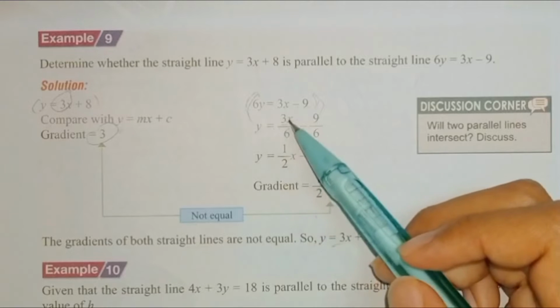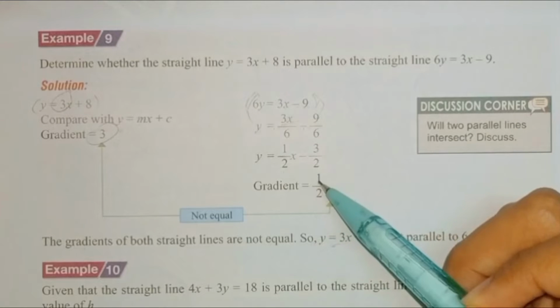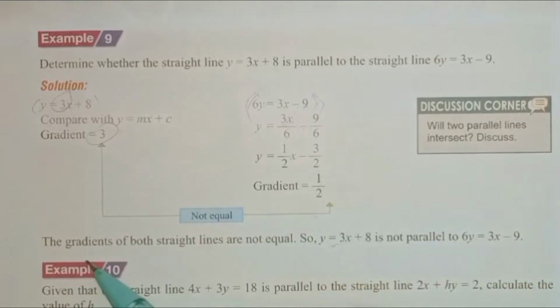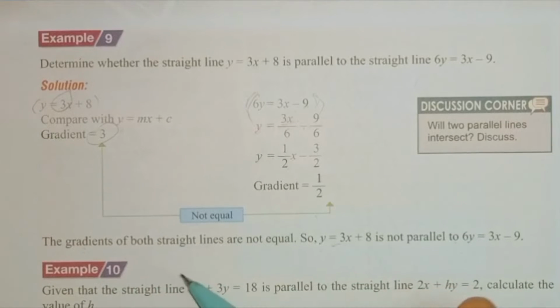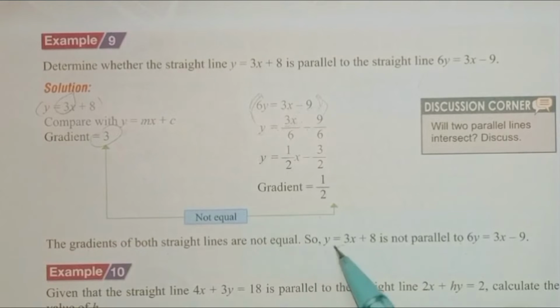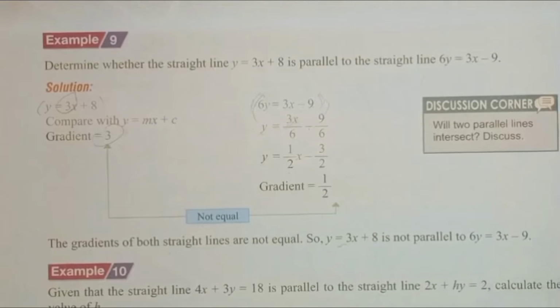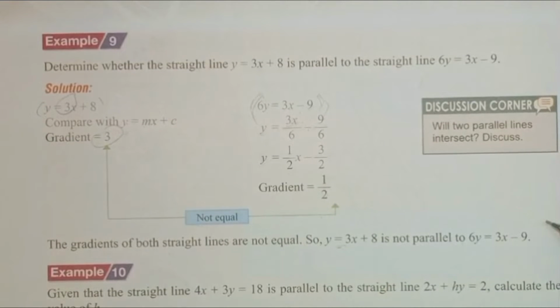The gradient for this equation is 1 divided by 2. The gradients of both straight lines are not equal. So, y equals 3x plus 8 is not parallel to 6y equals 3x minus 9.